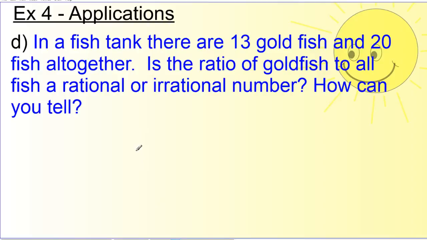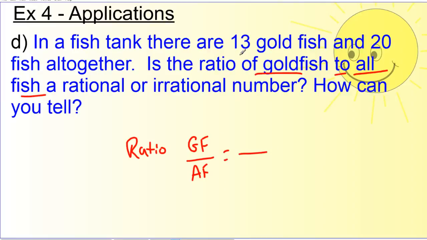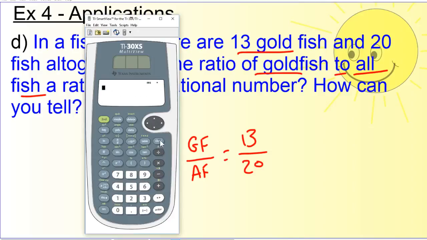Alright, so you're looking for the ratio of goldfish to all fish, right? Find the ratio of goldfish to all fish. Okay, how many goldfish? 13. How many all fish? 20 fish altogether. 13 over 20. Is that rational or irrational? Well, it starts as a fraction, so there's your first hint. It's rational.